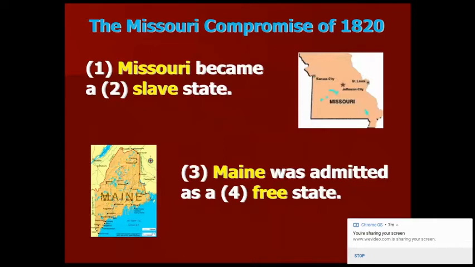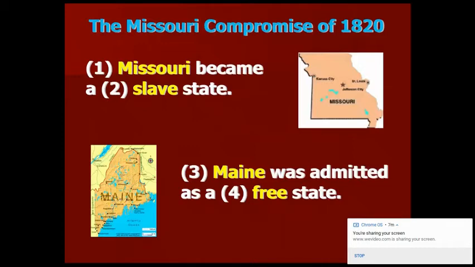So on your notes sheet, if you could put Missouri on the first line after number 1, and if you could put slave on the line after 2. If you don't have this notes sheet, you could write out these statements in your notes. But the Missouri Compromise means that Missouri will come in as a slave state.